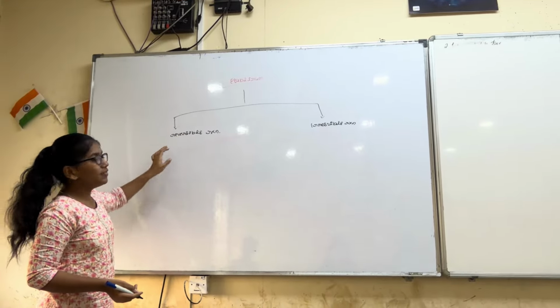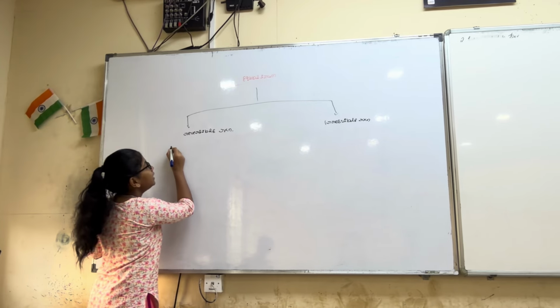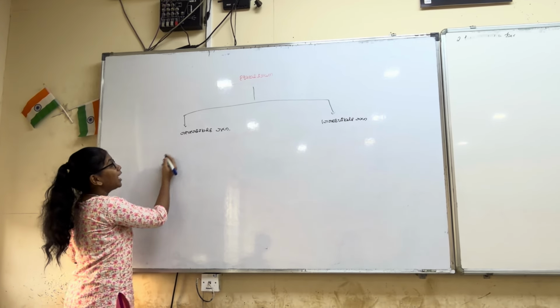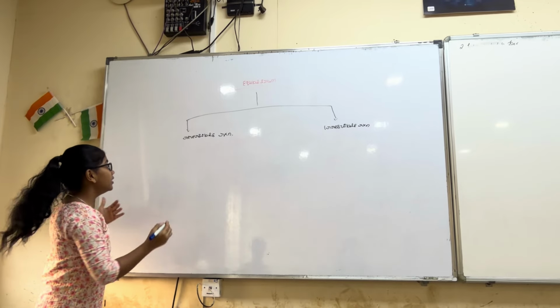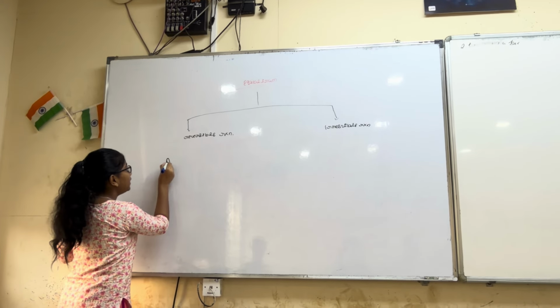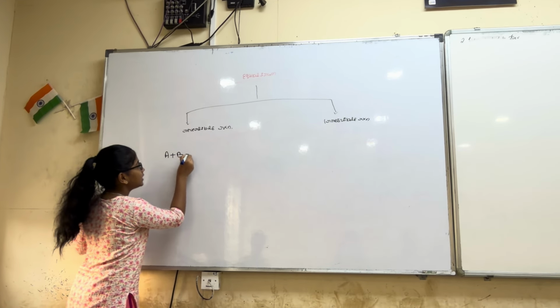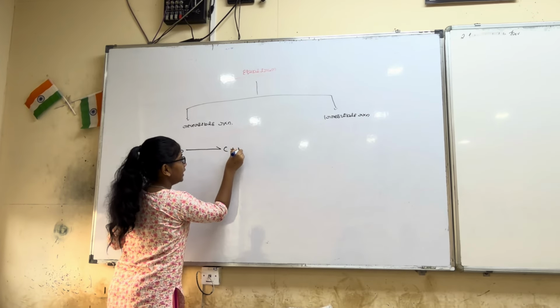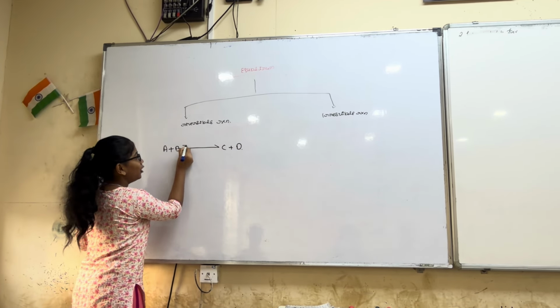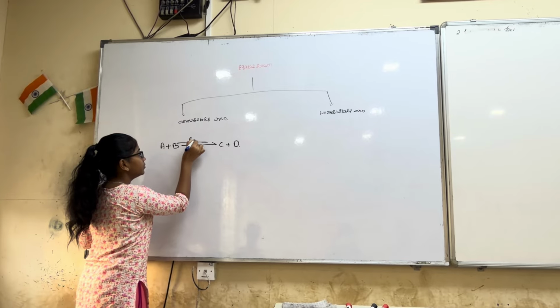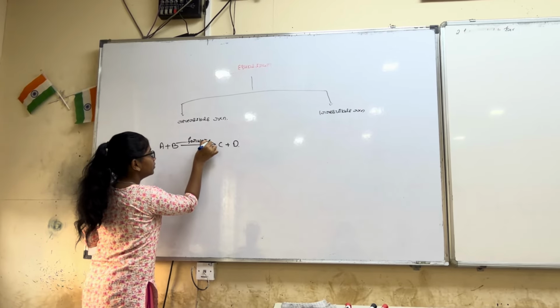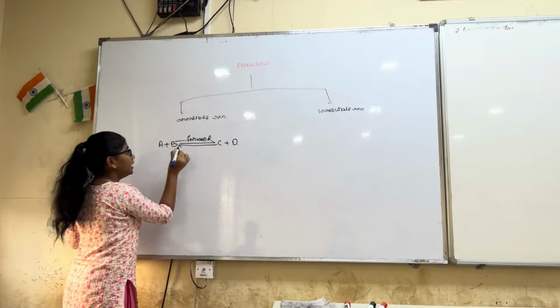Reversible reaction means the reaction takes place both backward and forward. A plus B is converted into C plus D. It takes place forward and also takes place in backward.